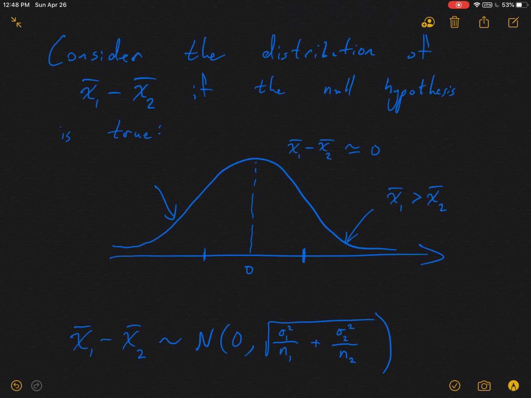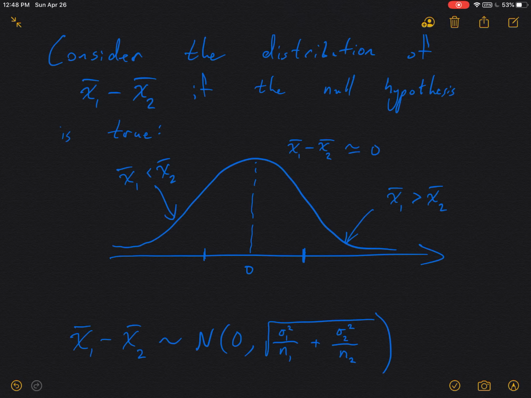And similarly over here, if you wanted to get a negative answer out of this quantity, then you would need to be subtracting a larger number away from a smaller number. So this would mean that x1 bar is actually smaller than x2 bar. So that's how you could deviate to the right or to the left from 0. If you get 0, then that just means that those two quantities, x1 bar and x2 bar, match exactly.